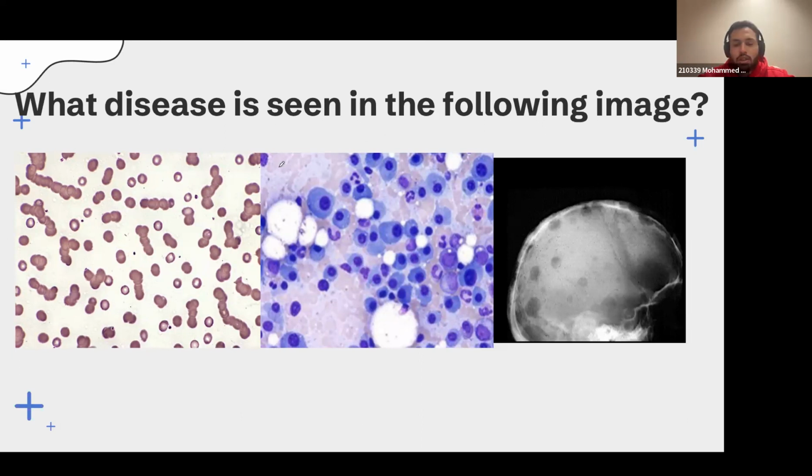Good. Now, in multiple myeloma, can you tell me some features that you might see? Osteolytic lesions. ESR is high. Good. And these are the osteolytic lesions. Hypercalcemia. Would you have renal failure? Yes or no? Renal insufficiency? Yes. Why do you have renal insufficiency?